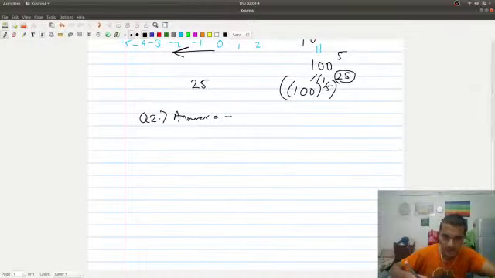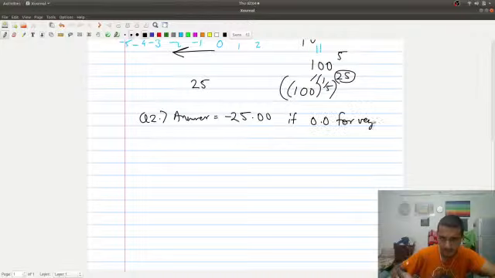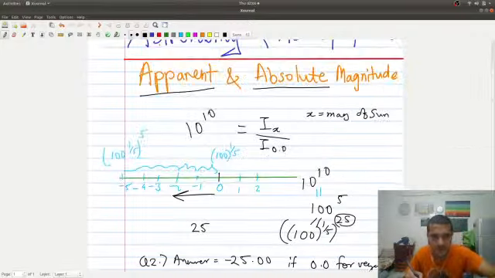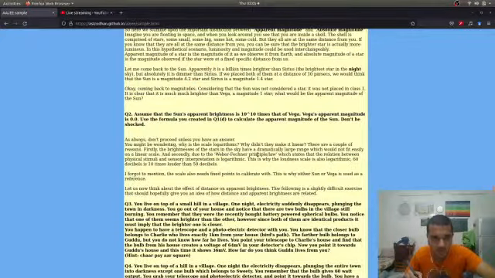But as it happens, this is -25 by the way, because we're going in that direction. So the sun's apparent magnitude would be -25 if Vega is 0.04. You need a reference, right? Anyway, let us go to the next question.